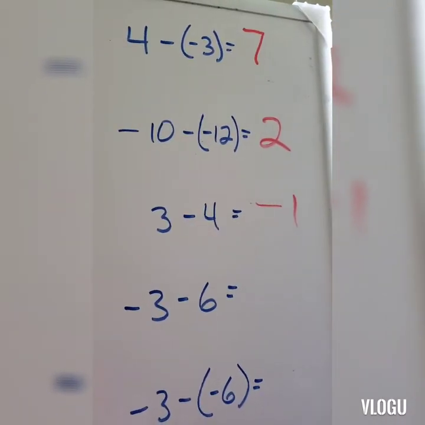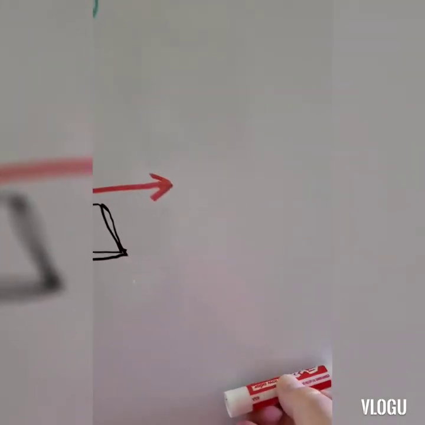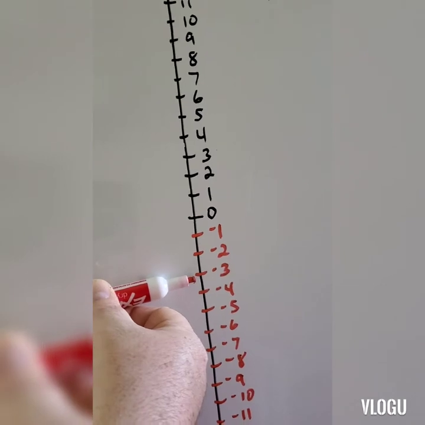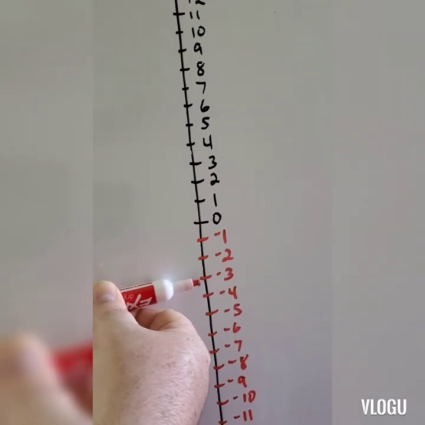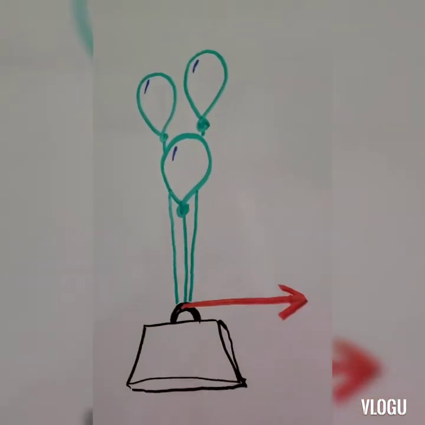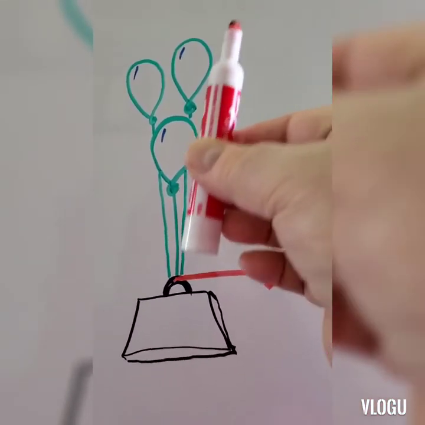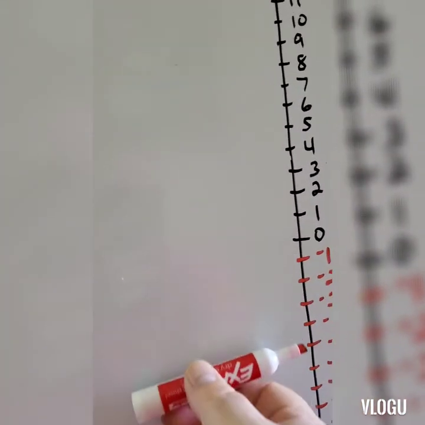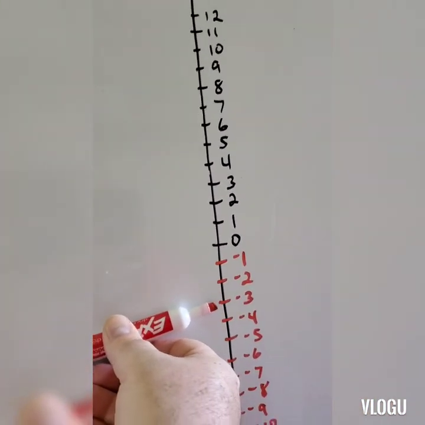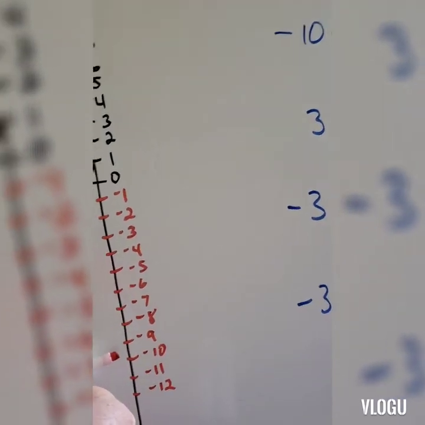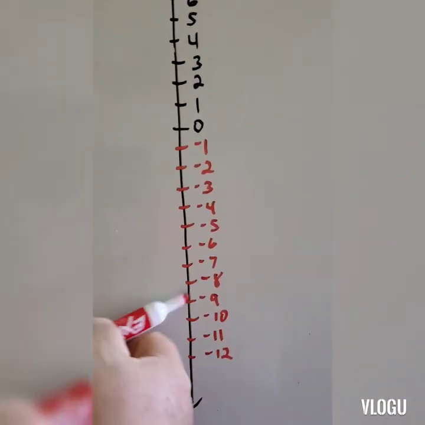What about -3 minus 6? This thing is going to start at -3, and I'm taking away 6. 6 is a positive number, so I'm getting rid of a balloon. If I get rid of balloons, this whole thing is going to sink. So it's -3 down 6. 1, 2, 3, 4, 5, 6. We end up at -9.